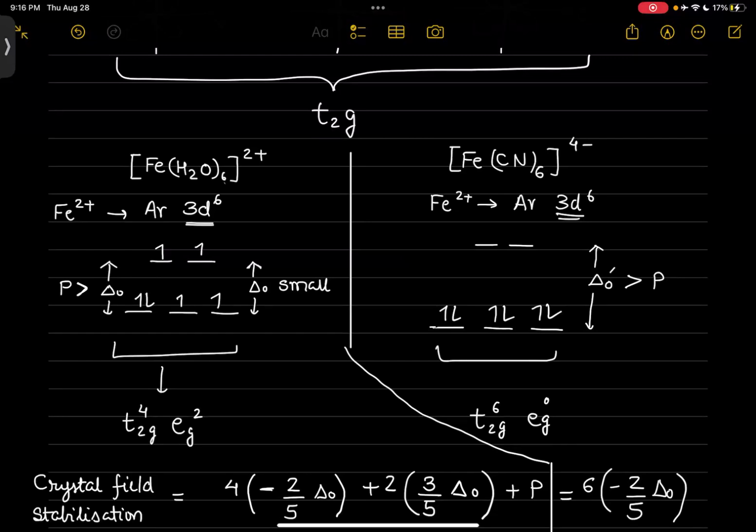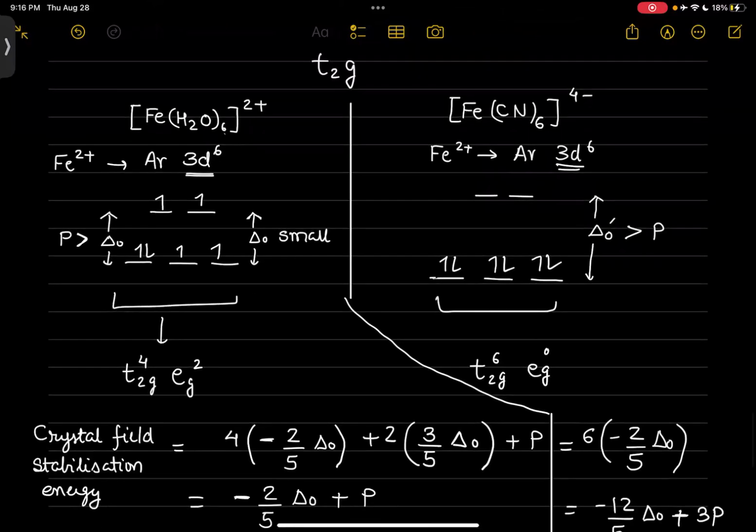And if the energy gap is small, why pair the electrons unnecessarily? Let them remain unpaired. Okay, so electrons are filled as they used to get filled in the atom. They will not be affected by the energy level. The pairing will not occur until each d orbital is singly occupied. Is it clear or not? Any doubts on this? Okay.